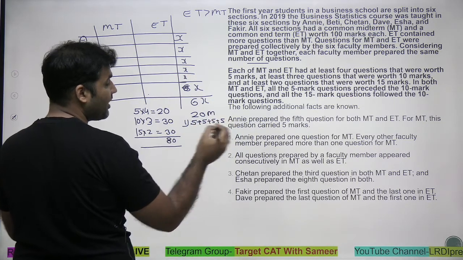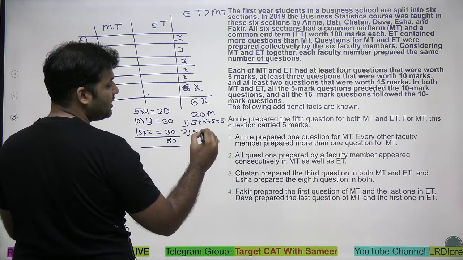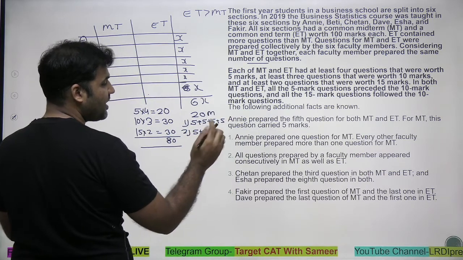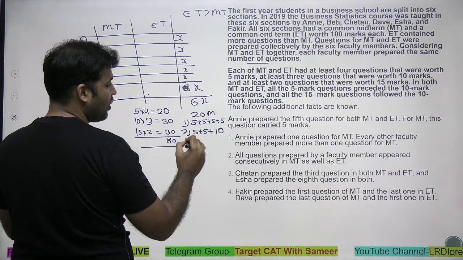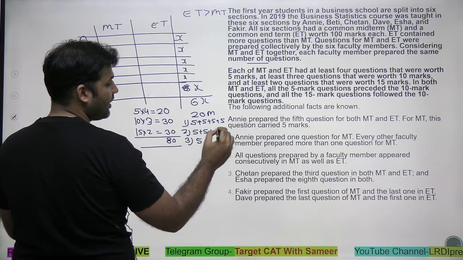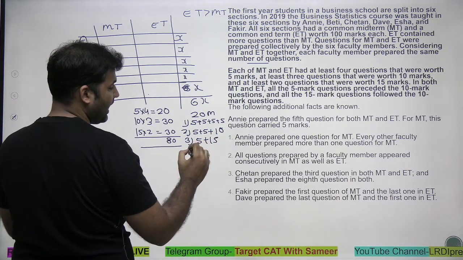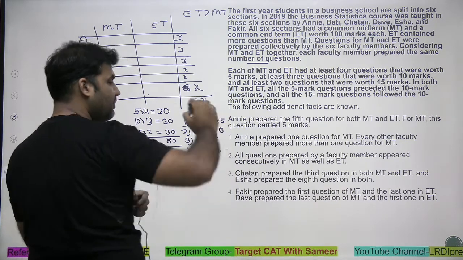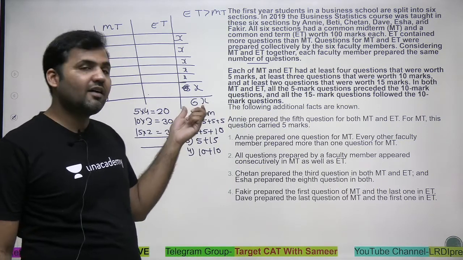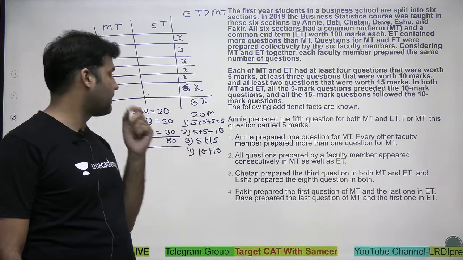All questions are of 5 marks. Second combination is 2 questions of 5 marks and 1 question of 10 marks. Third combination is one 5 and one 15, and the fourth combination is both questions of 10 marks, right? These are the only possible combinations to make 20 marks.